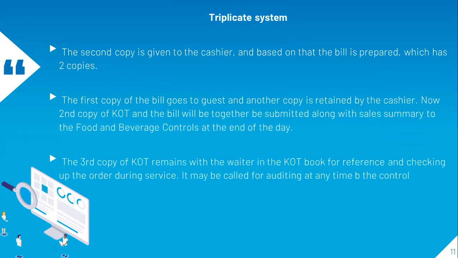The third copy of KOT remains with the waiter in the KOT book for reference and checking up the order during service. Now, this copy can be called for auditing at any given time.